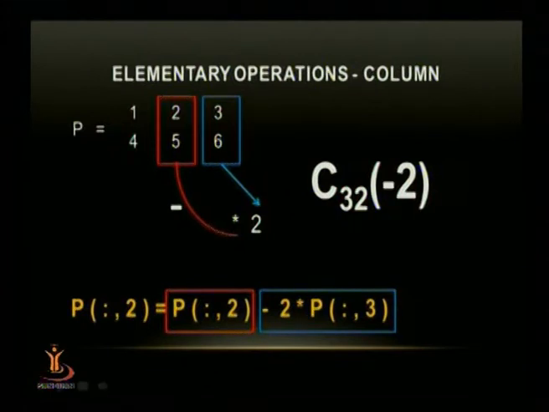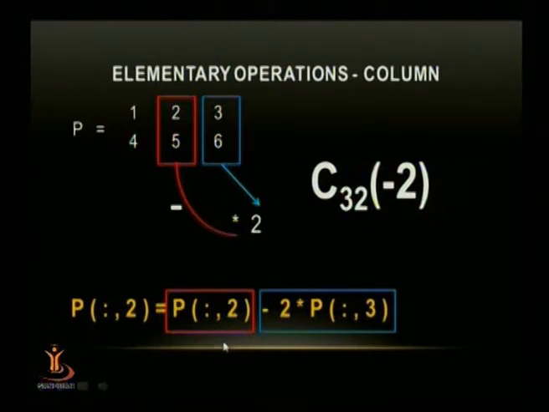That I have done. I have multiplied it with minus 2, and then what? Add it to column 2. Now how do I extract column 2? P colon comma 2. That is all rows of second column, right? So now I have column 3, multiplied it with minus 2 and added it to column 2. Simple enough. Now this is important. This is actually the second column. So I'm updating the second column with this entire value.